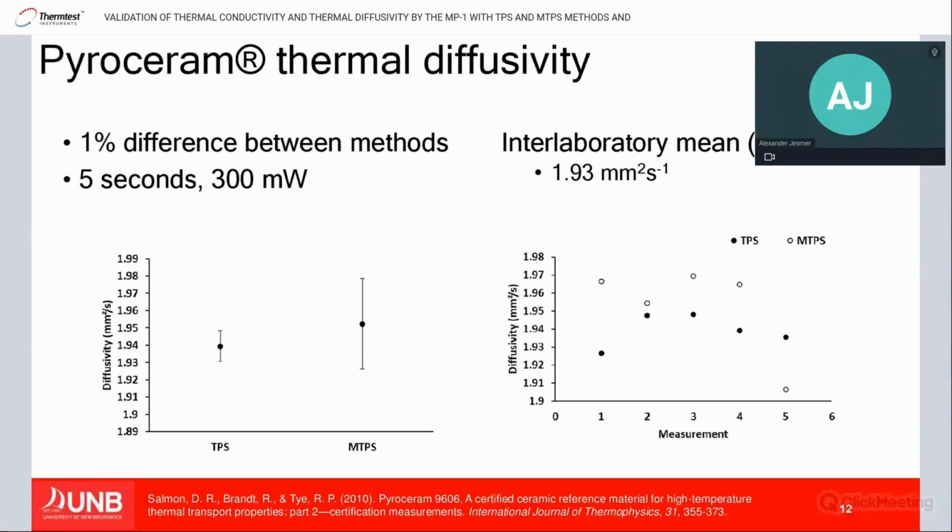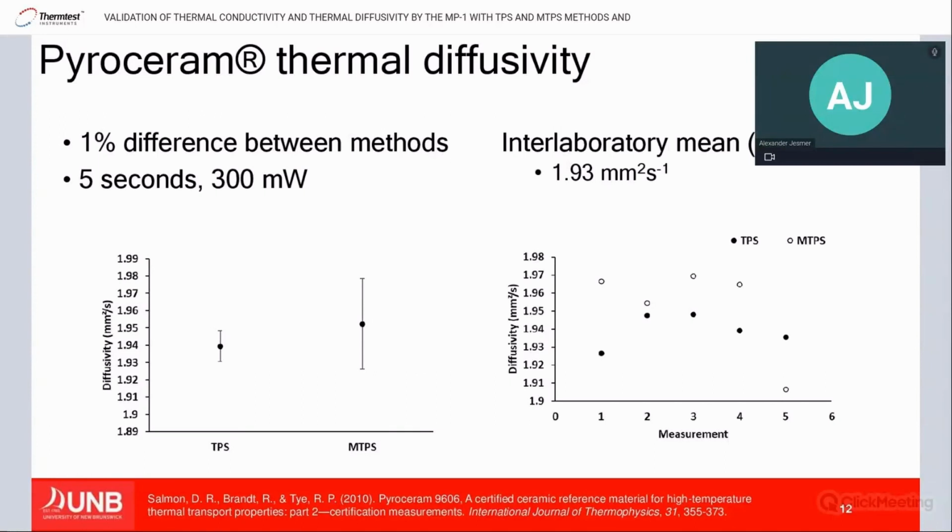And when we looked at the thermal diffusivity that's measured at the same time as the thermal conductivity, we see again that we overlap with the accepted value from that interlaboratory mean of 1.93 square millimeters per second. And both of the methods also overlap with one another, with only a 1% difference between methods, and again below a 2% RSD from measurement to measurement over time.